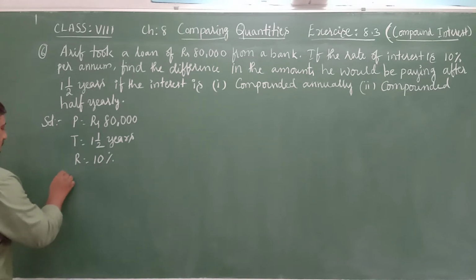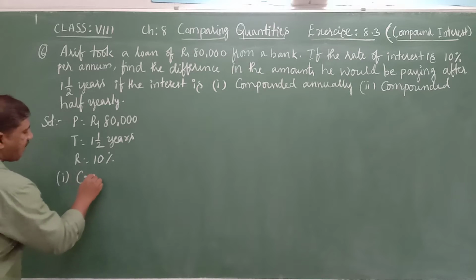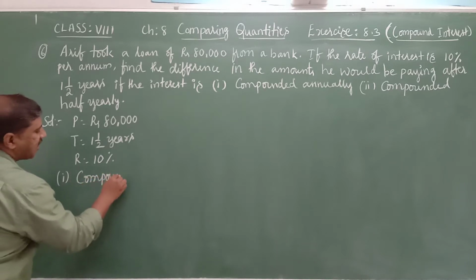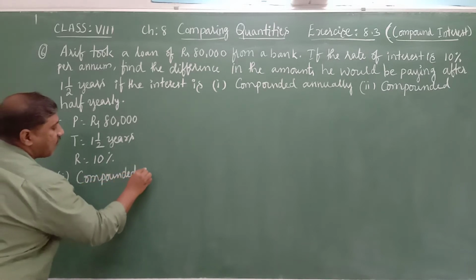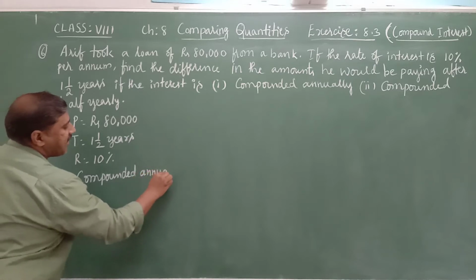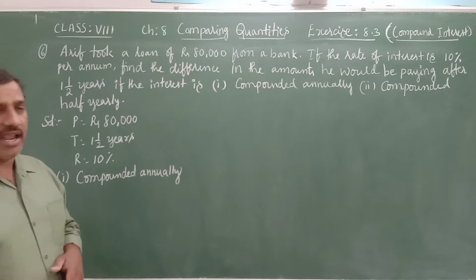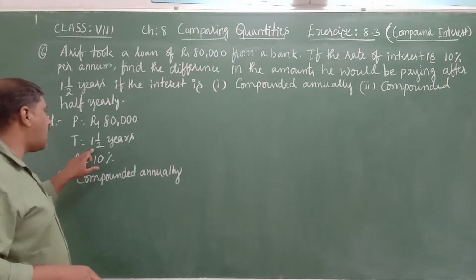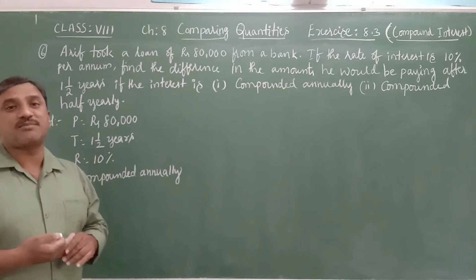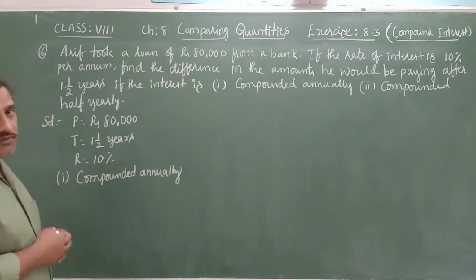Now the first one, compounded annually. What does it mean? Compounded annually means the interest is calculated every 1 year. But here we have 1 year and a half year, that is 6 months. How to do this kind of sums?